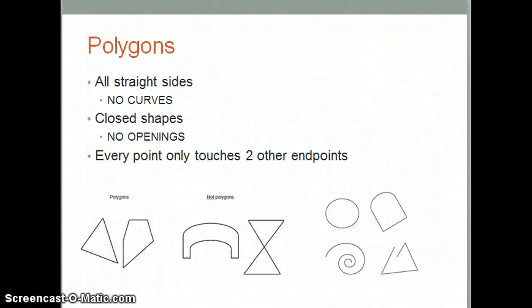Then we talked about polygons. So polygon had 3 very specific definitions. They all had to be straight sides, so no curves. They had to be closed, so no openings. And every point only touches 2 other endpoints.